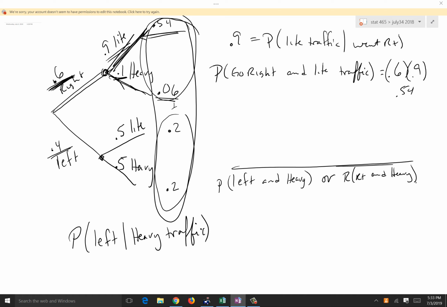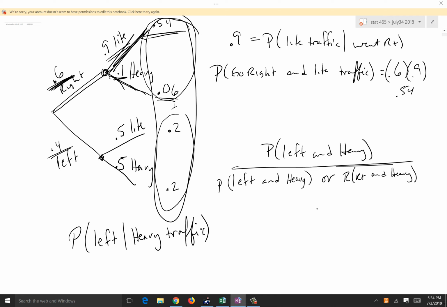And what about the car that's not broken? It doesn't need a mechanic. So we're only interested in ones that have issues, of course. So given that I had heavy traffic, what's the probability that it came from the left side? And the answer is this guy right here. It's left and heavy.